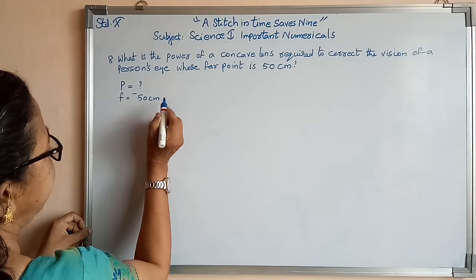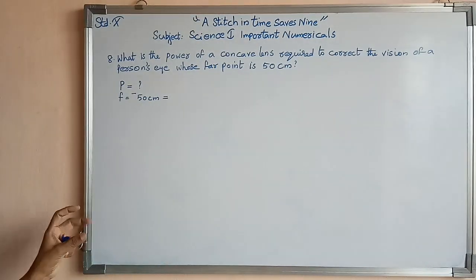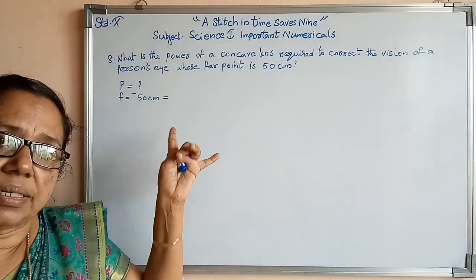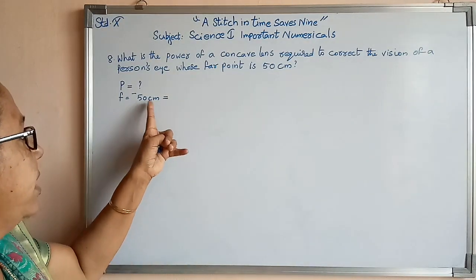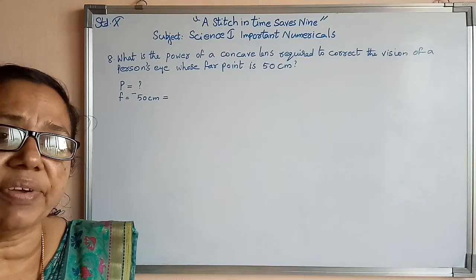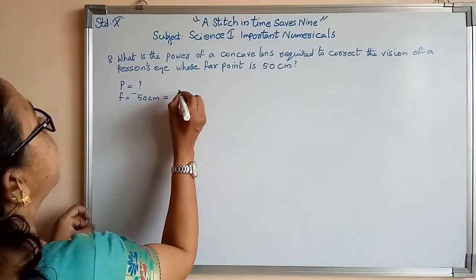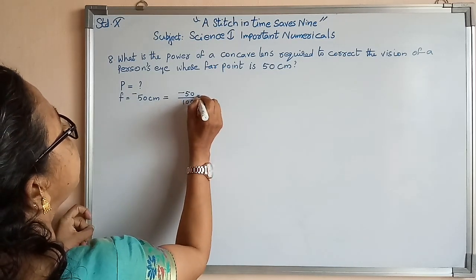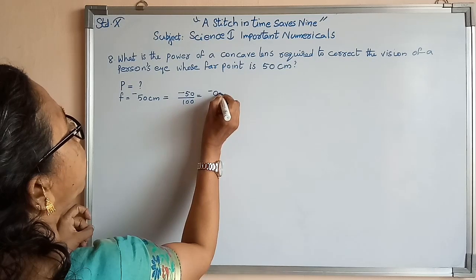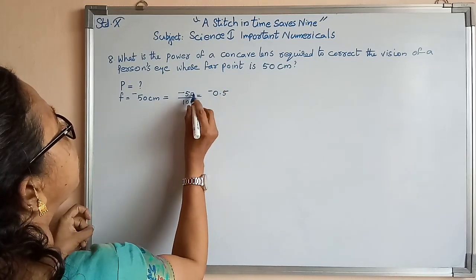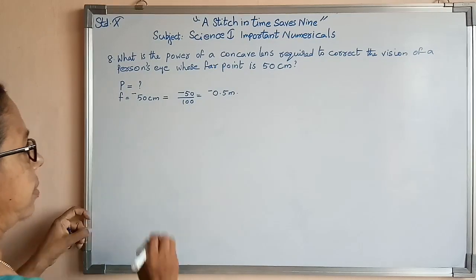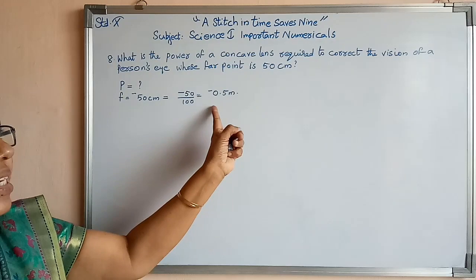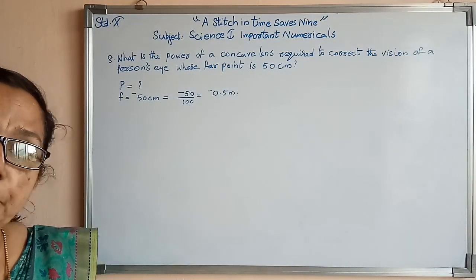Now here centimeter is given. Always while calculating the power of a lens, we have to write the focal length in meter. So here centimeter is there, we have to convert that centimeter value into meter. For that, minus 50 upon 100. So your answer will be minus 0.5. No need of showing this much. So we have now got the focal length of this concave lens, that is minus 0.5 meter.